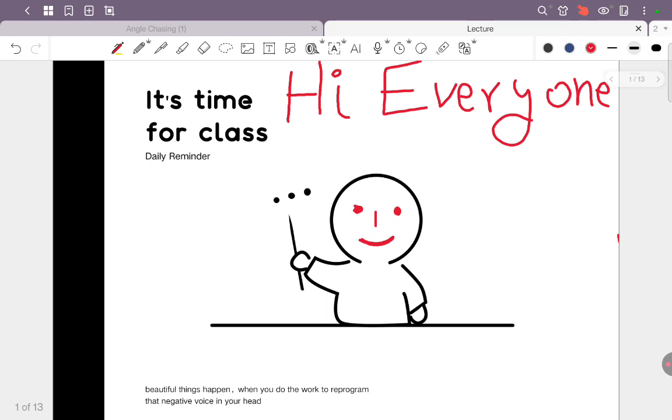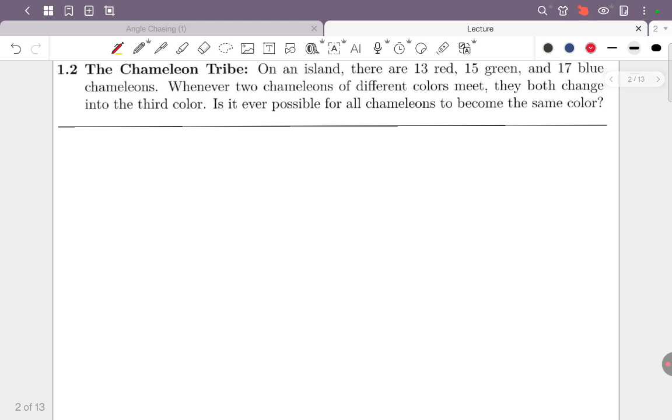So, this is our puzzle class, and I have given you a puzzle. Today we are discussing the solution of the puzzle. I hope you have done the puzzle. So, the puzzle was, yeah, this one.